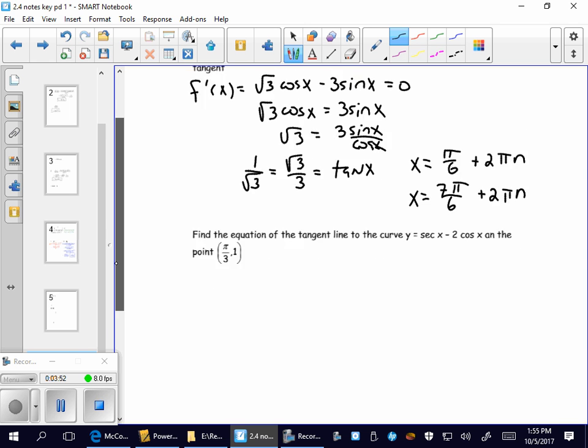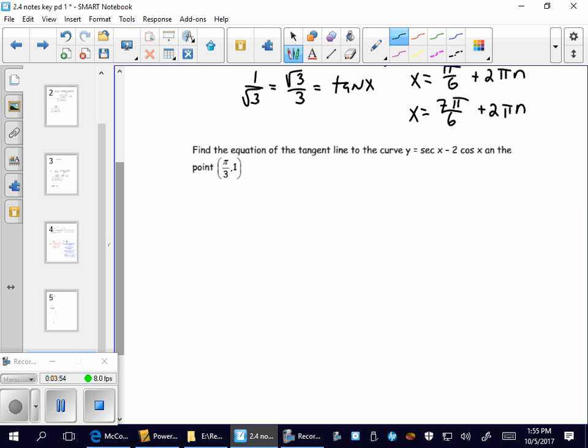All right, the second one. Find the equation of the tangent line to the curve y equals secant x minus 2 cosine x. I should say at the point, not and the point, pi thirds, 1. All right, equation of a tangent line. We need 3 things. We need slope, we need x, we need y. Well, we're given x, we're given y right there. We need the slope, which means we need a derivative.